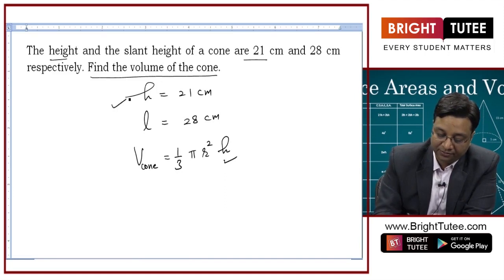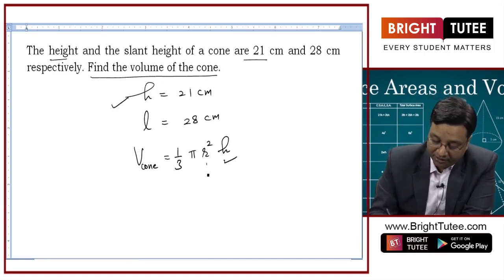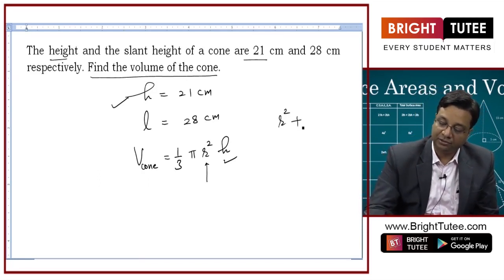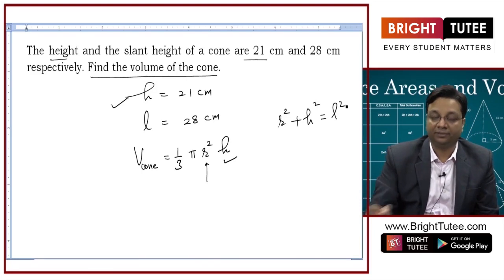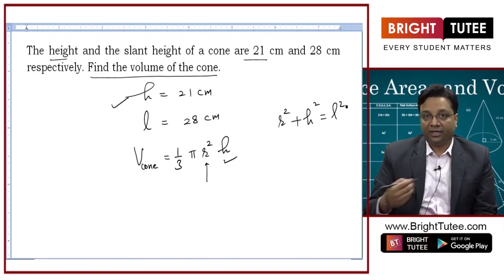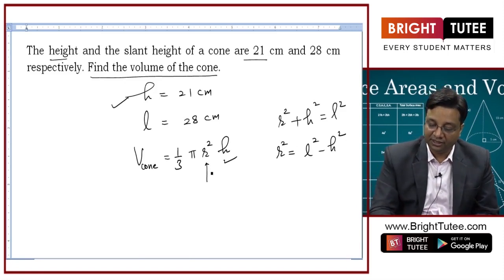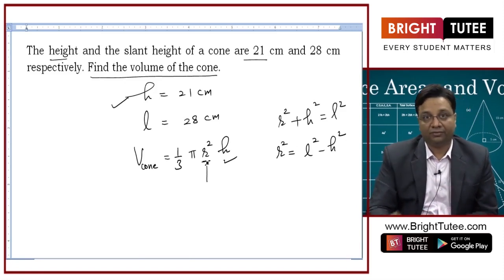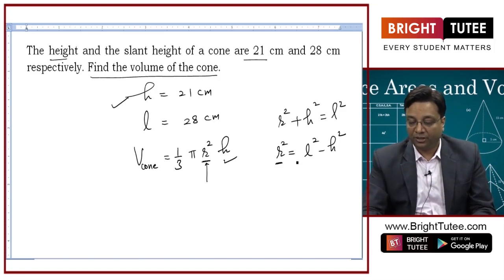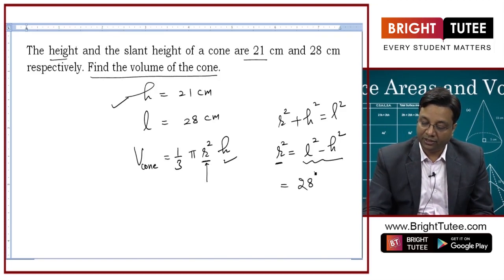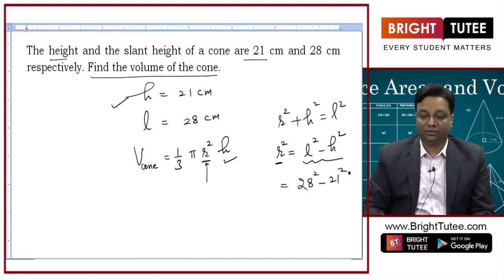Now, I have got h which is given in the question, but r is not given in the question. So, I will use this relationship, r square plus h square is equal to L square, right. I just explained it to you. So, let us put the values and find r. So, r square is equal to L square minus h square. As you can see, we need r square, we do not need r. So, I will directly obtain r square from L square minus h square. So, it is equal to 28 square minus 21 square.